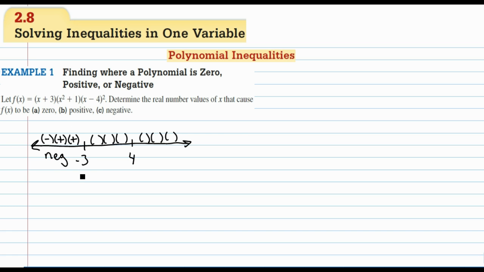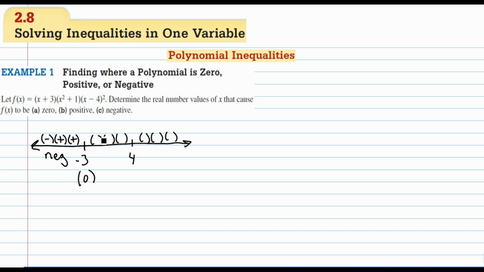When I plugged in negative 3, I got 0. Now let's plug in anything between negative 3 and 4. The easiest number between negatives and positives is 0. Some of you might think that 1 is very easy. Fine, plug that in. I don't care, as long as it's between negative 3 and 4.